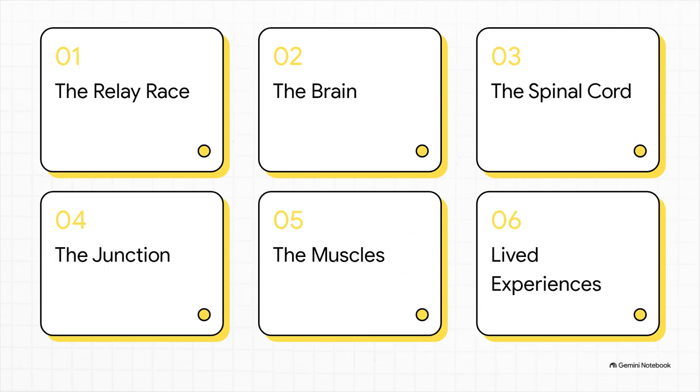Here's our roadmap for today. Going top-down. First, the relay race. Second, the brain, specifically looking at cerebral palsy. Third, the spinal cord, where we'll cover polio and SMA. Fourth, the junction, focusing on myasthenia gravis. Fifth, the muscles themselves, for muscular dystrophy. And finally, number 6, lived experiences. This isn't just a random list, by the way. It's the actual physical path a nerve impulse takes.